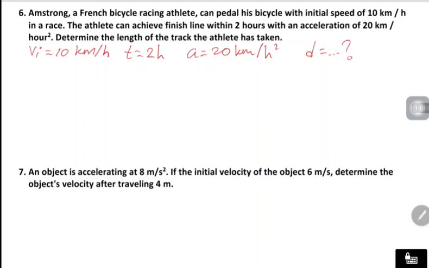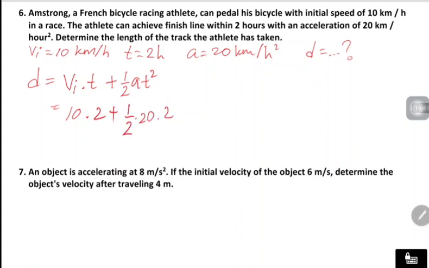Using the known quantities, initial velocity, time and acceleration, for finding the distance we use this formula: distance equals initial velocity times t plus 1/2 a times t squared. So we input the values: 10 times 2 plus 1/2 times 20 times 2 squared. That is 20 plus 10 times 4, which is 40, and we get the value 60 kilometers.